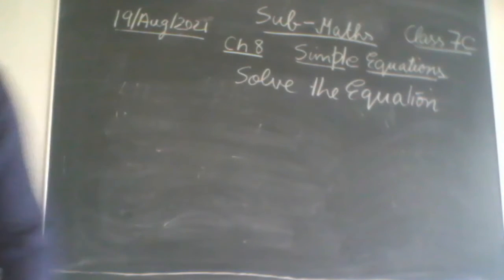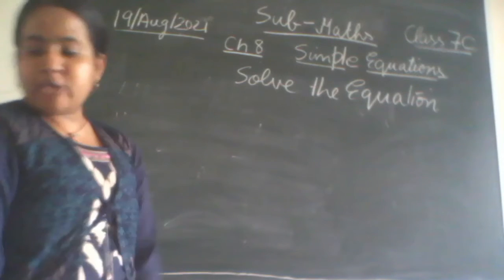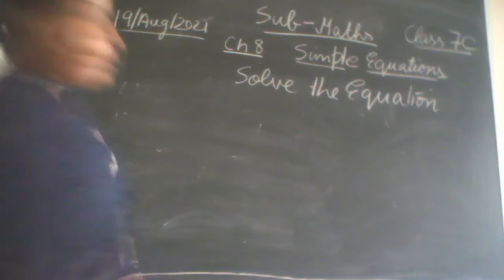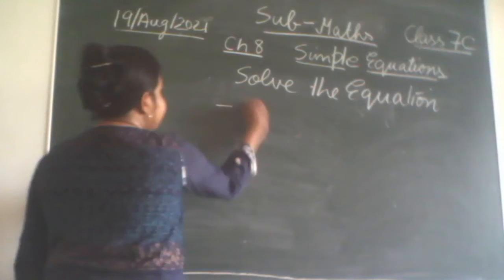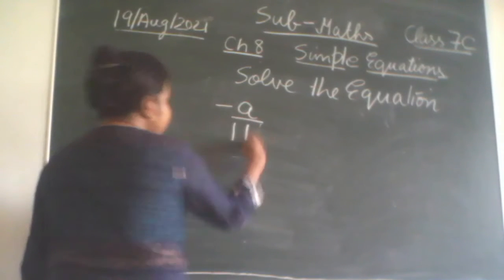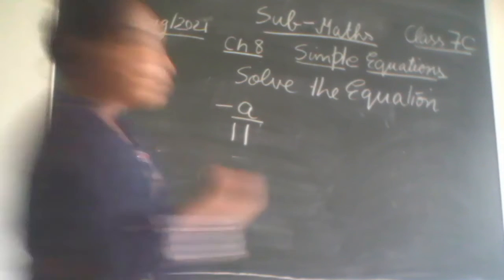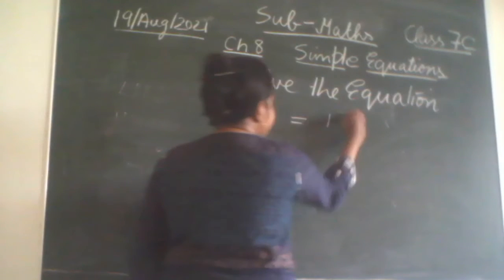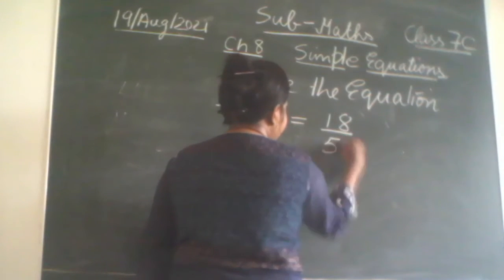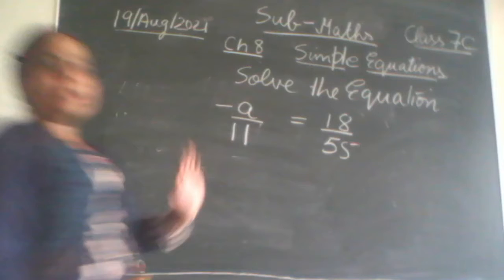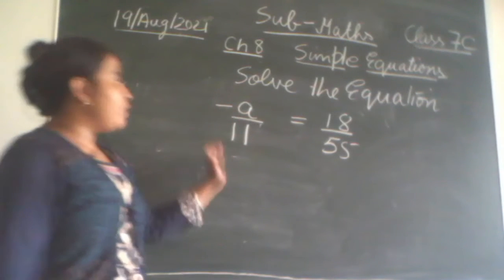Okay. So you said to me to do H1. Let's see. Minus A upon 11 is equal to 18 upon 55. The variable is on the LHS side, but this is the concept. So what we will do? We will try to take it on the RHS side.